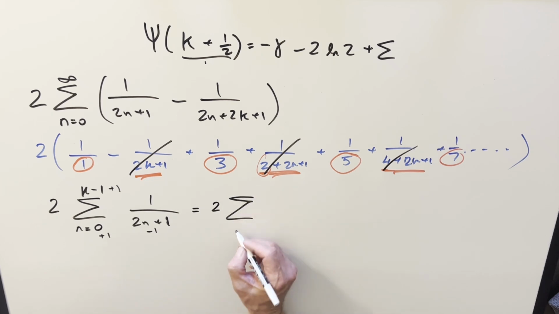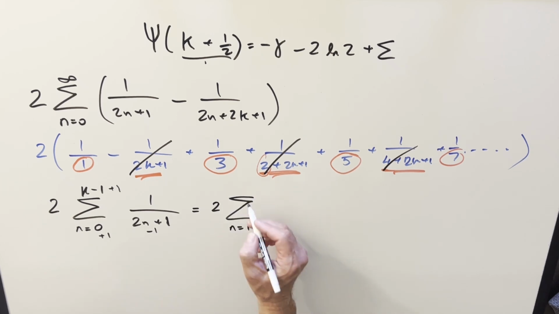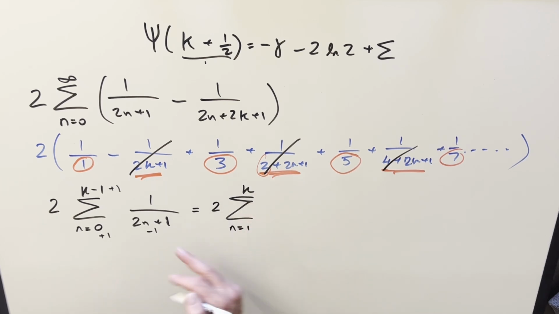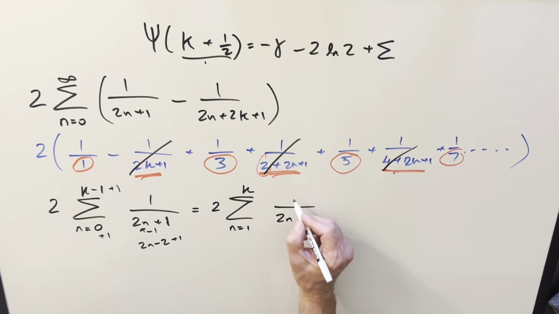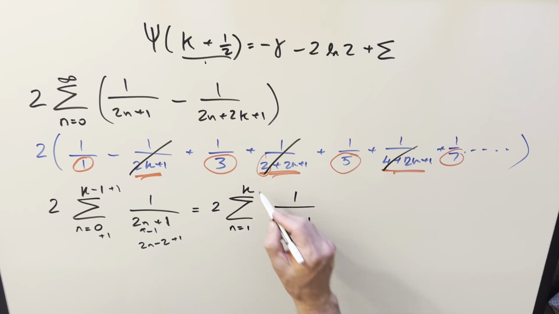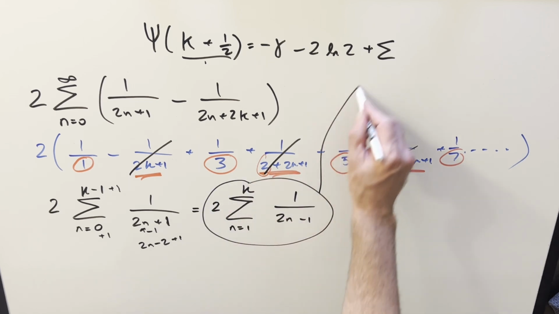This is going to become 2 times the sum n equals 1 to just k now. If we subtract 1 in here, plugging in n minus 1, this is going to become 2n minus 2 plus 1. So now we have this as 2n minus 1 with the 1 in the numerator. And let's just take that and plug that into our formula up here.